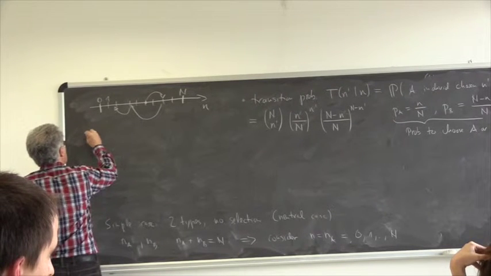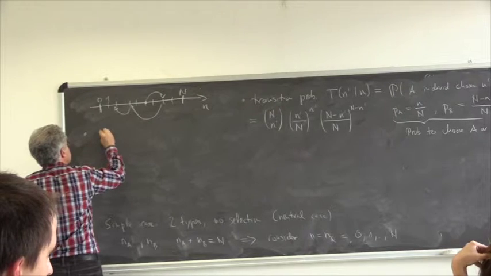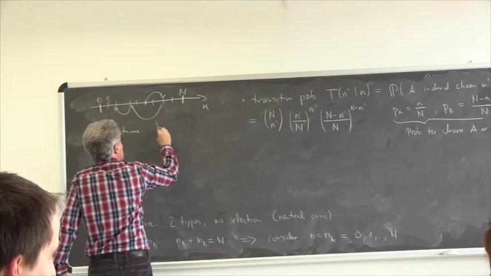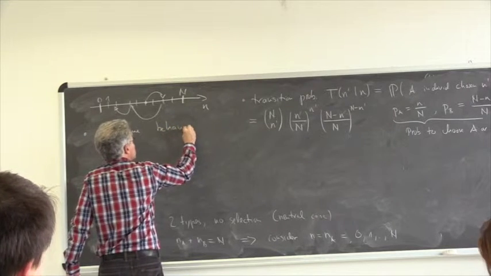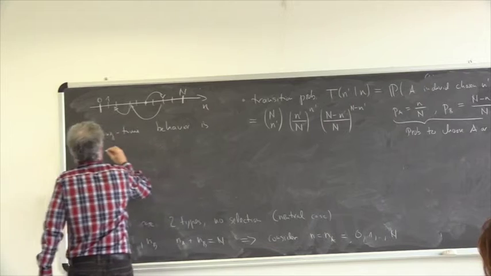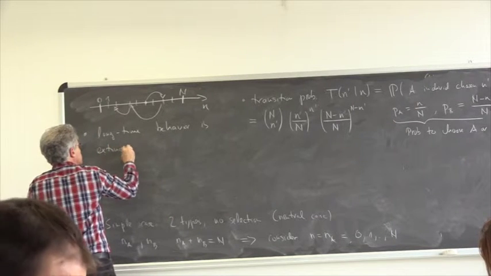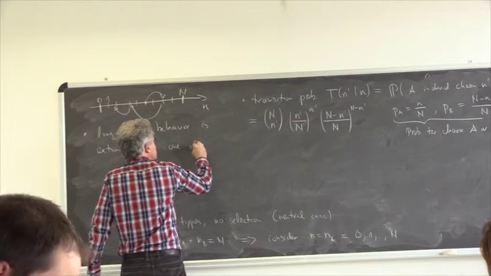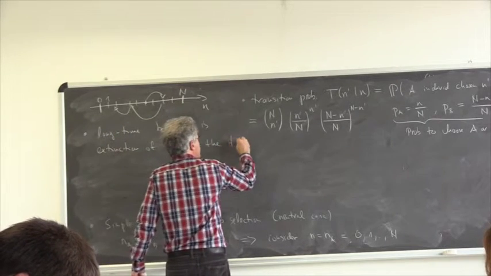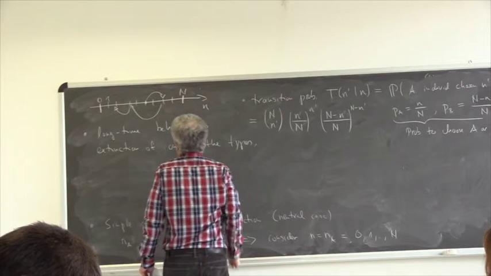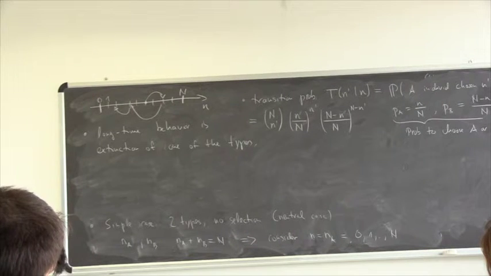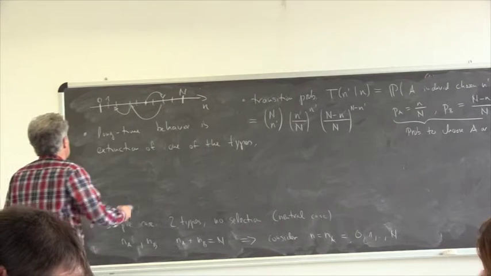So if you will, the long-time behavior is extinction of one of the types. And in statistical physics jargon, one would say that the states n equal to 0 and n equal to capital N are absorbing states.